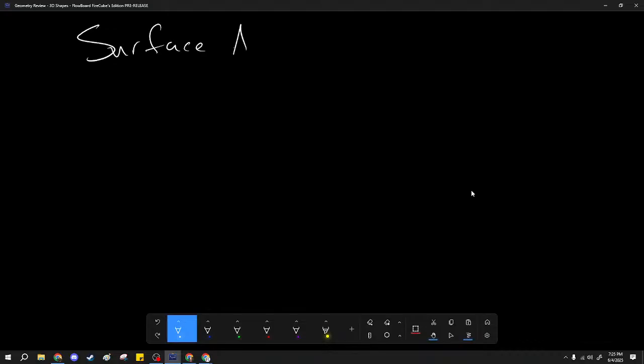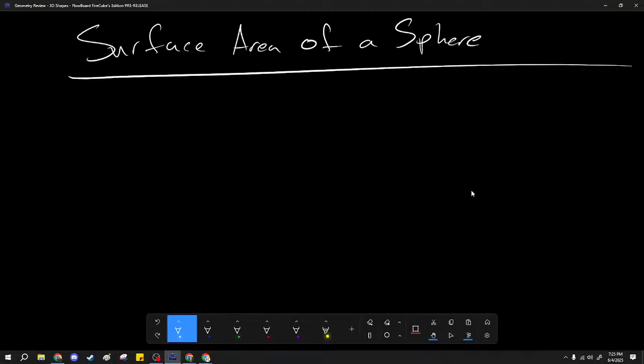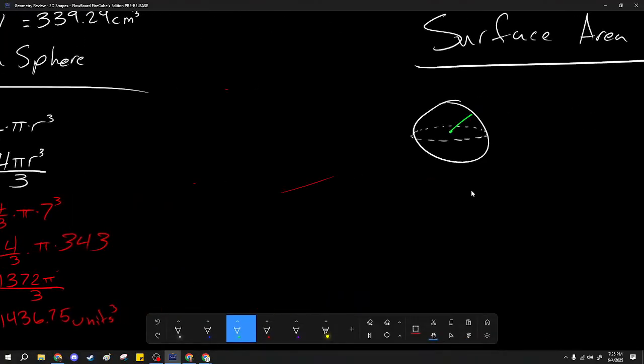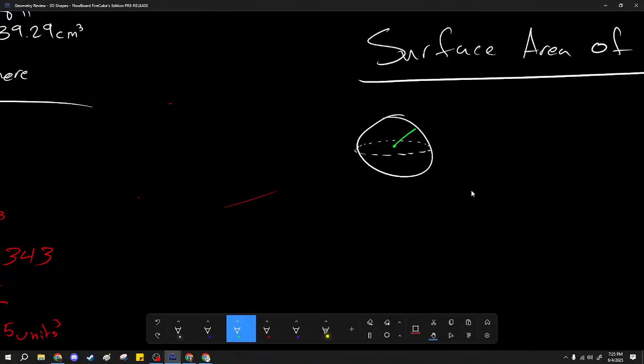Surface area of a sphere. Let me go ahead and draw it again. That's a bad one. I'll get it. Perfect try. We're keeping it. There is a sphere. I will go ahead and draw a radius. And we're going to go ahead and use the same value, 7. So this time our radius is 7.